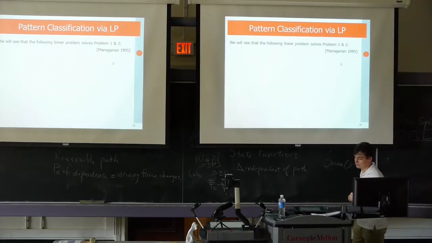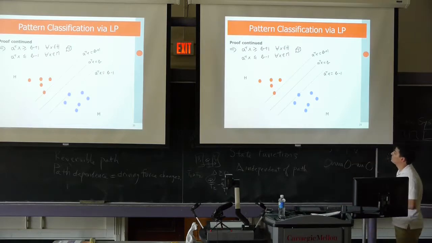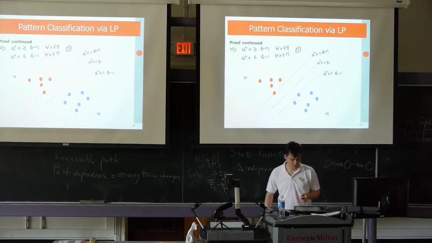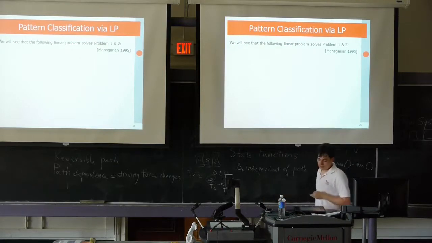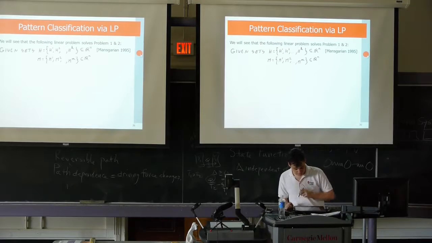And this is how this can be demonstrated. We have the equations A transpose X is B, A transpose X is B plus 1, and A transpose X is B minus 1, and it separates these two classes. And after this, here is a linear program that we can prove separates the classes.